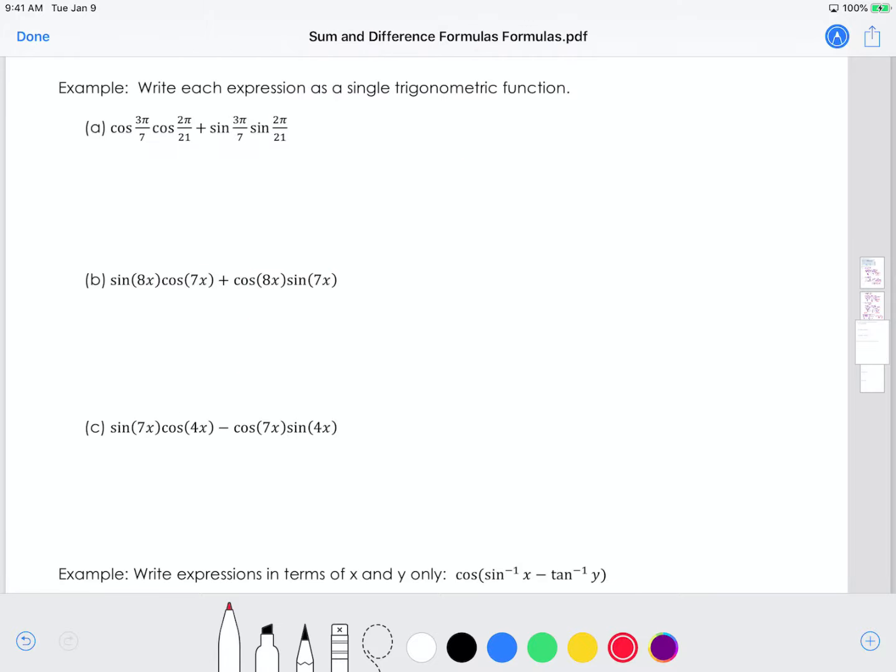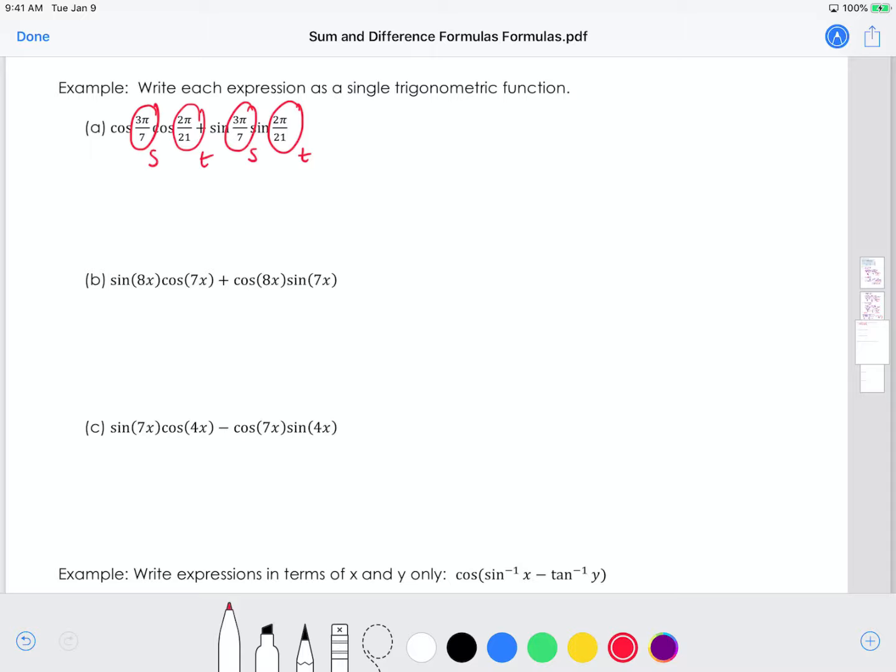So in the next several examples, it's asking you to write each expression as a single trig function. So it's asking you to work backwards of what we just did. So first, identify your angles, S and T. So let's let S be 3 pi over 7. And let's let T be 2 pi over 21.